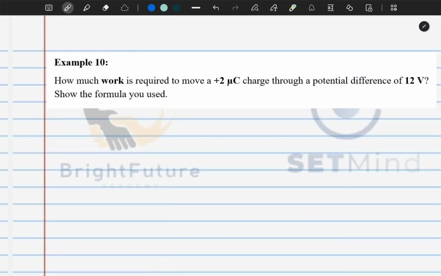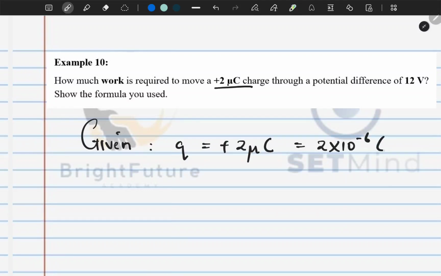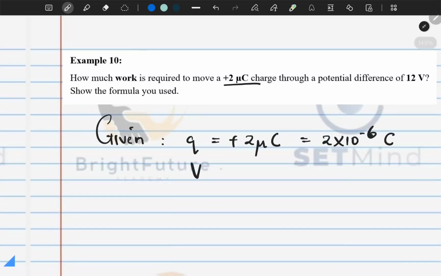Right, so we're given a problem where we are required to find the work that is required to move a positive 2 microcoulomb charge through a potential difference of 12 volts. So we are given these things, right? Our charge is plus 2 microcoulombs, and we know that this is the same as 2 times 10 to the minus 6 coulombs. Okay, my C looks like a bracket, but it's actually a C. Now the voltage, or rather the potential difference, is given to be 12 volts.